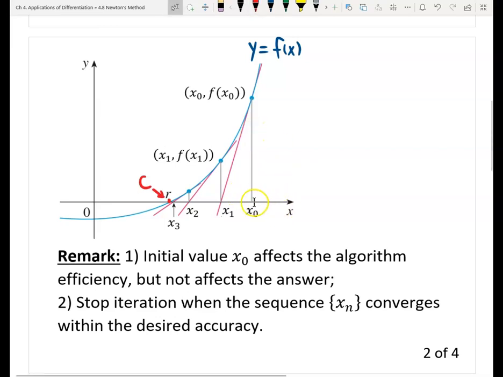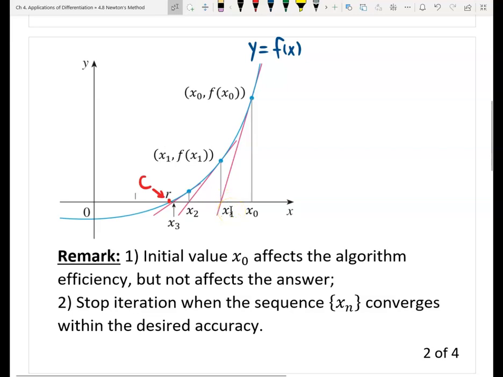Given a point x0, which is the initial point. Whatever we set up as x0 here, what is this point? Of course, this point is (x0, f(x0)), right? And then we draw a tangent line. What do we find? The x-intercept of the tangent line is just x1.